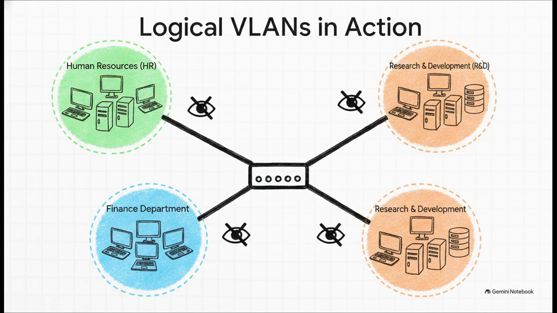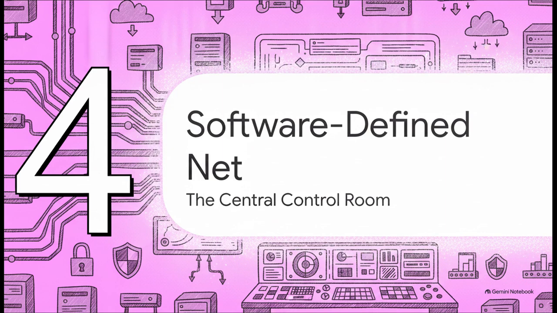Let's look at an example. You've got human resources, finance, and R&D. They might all be sitting on the exact same floor, plugging into the same physical switches and sharing the exact same cables. But logical segmentation places them in separate virtual local area networks, or VLANs. Because of this software configuration, HR absolutely cannot see finance's data, and finance cannot peek into R&D secret projects. They're operating as completely isolated networks, even though they share the same physical foundation. Pretty brilliant, right?